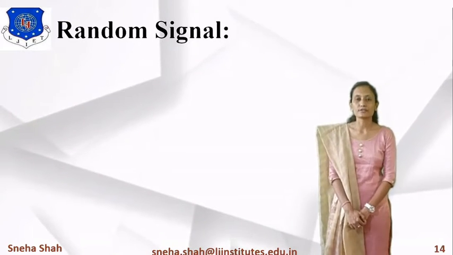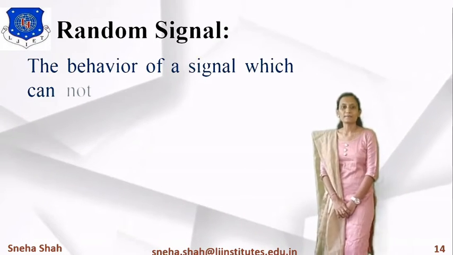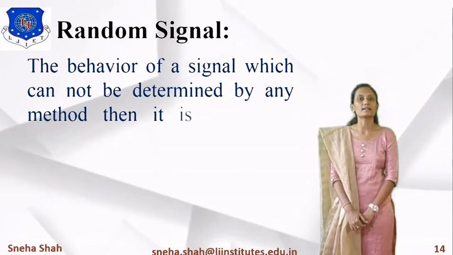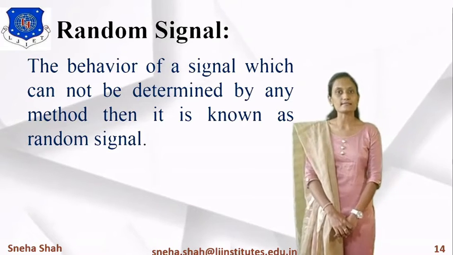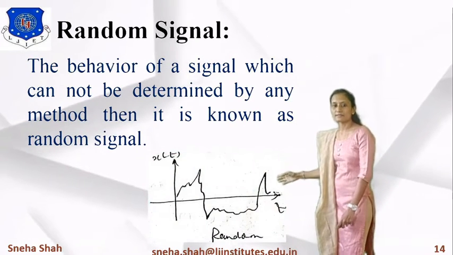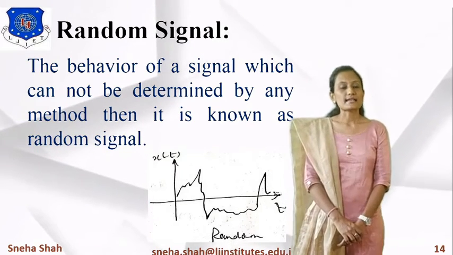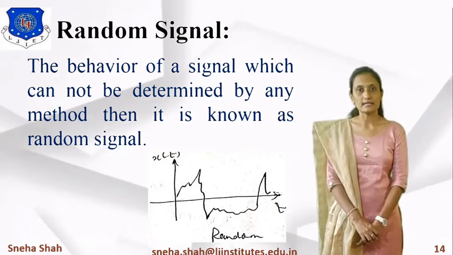And if the behavior of the signal cannot be determined by any method, then it is known as random signal. So the last type is random signal. It has unpredictable behavior, so its behavior will be random in nature. So these are the types of the signal.